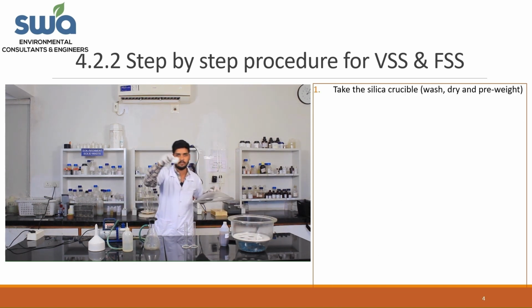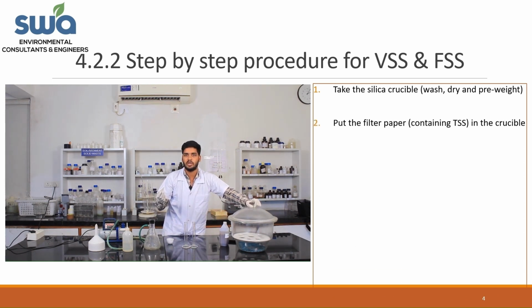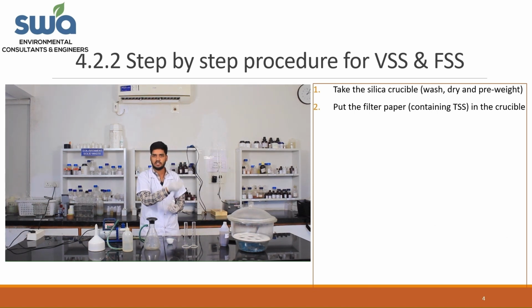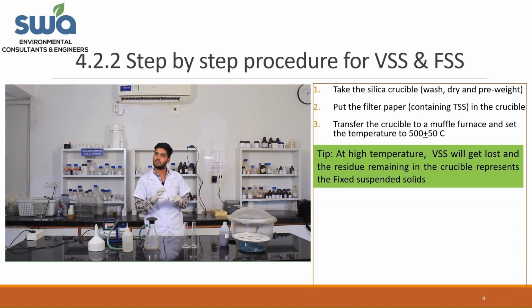So what we will do further for measuring the VSS and FSS is we will take this silica crucible, which is pre-weighed already, and the filter paper on which we have collected the TSS. We have dried it properly and calculated the TSS already. Now we will put this filter paper into this silica crucible. This silica crucible will be transferred into the muffle furnace at a temperature of 550 degrees centigrade. At this high temperature, whatever organic matter is present in this TSS will be lost. Whatever remains in this silica crucible will be your fixed suspended solids.